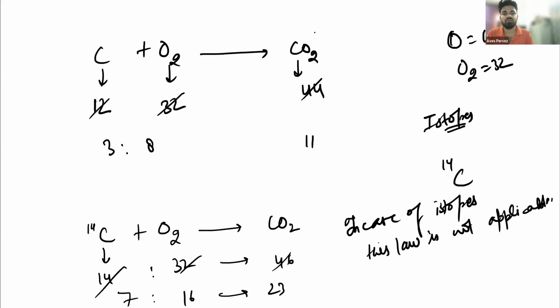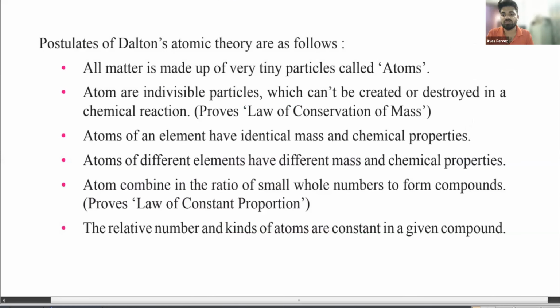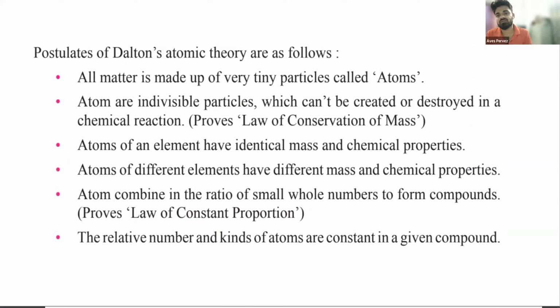So let's talk about this one. In the previous class, Vishita, you were absent, and that's why we have discussed the drawbacks of Dalton's atomic theory. So what are the drawbacks of Dalton's atomic theory? The first drawback of Dalton's atomic theory is that he said that atoms of an element have identical mass and chemical properties.